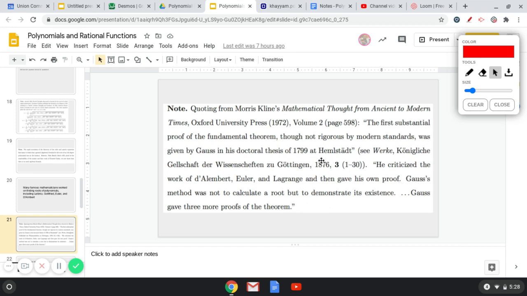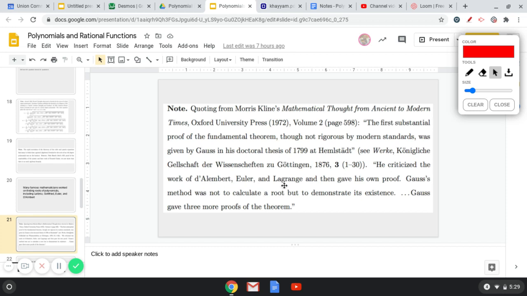We got Gauss's method. He worked off of other people's work for writing the fundamental theorem of algebra. This is what this was talking about. Though not rigorous by modern standards, that means our proofs have gotten stronger for the fundamental theorem of algebra. Gauss, he's also a big European math guy that shows up in the history of the math that we teach.